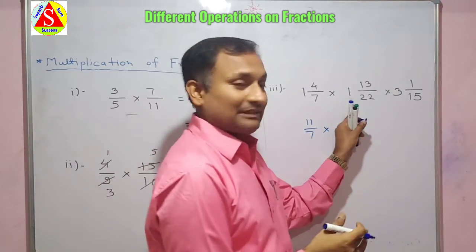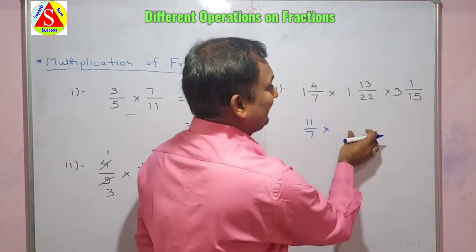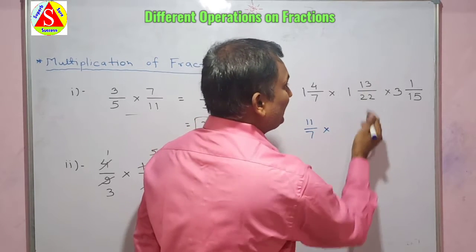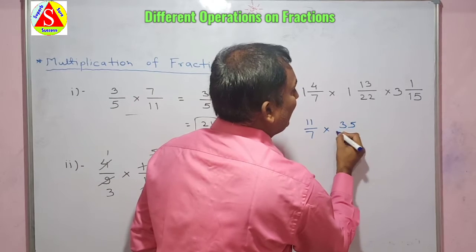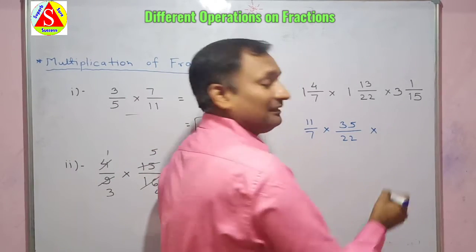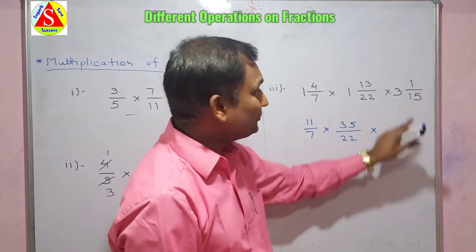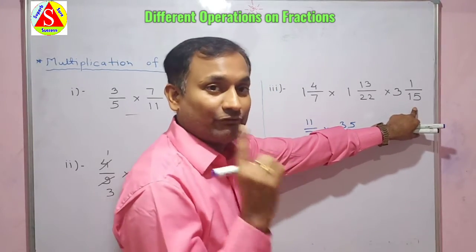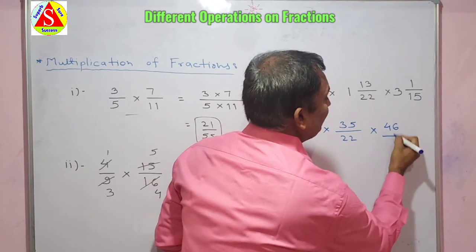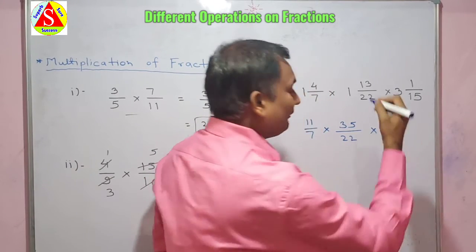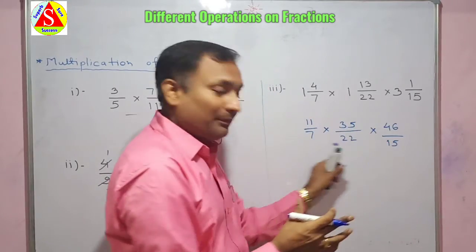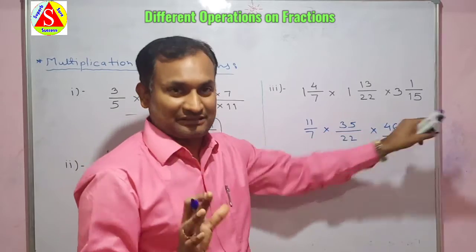Okay. So similarly let's simplify the second term. So 2 11s are 22 plus 13, we will have 35 upon 22. And let's simplify the last term. So 3 into 15, we will have 45 plus 1, that is 46. So we will have 46 upon 15. So this is the improper form of the given mixed fractions.